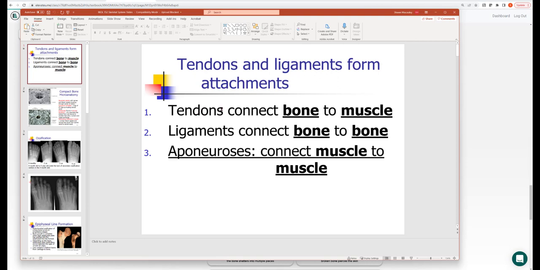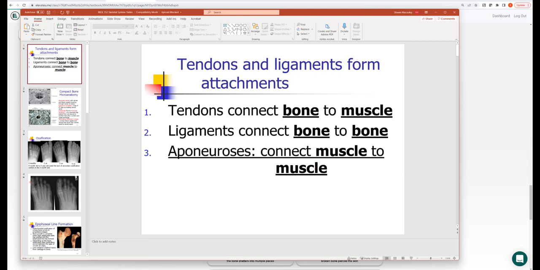Tendons are bands of dense, regular connective tissue that connect bone to muscle. We'll spend more time looking at tendons in a next lecture or so. But tendons connect bones to muscles. Ligaments, made up of the same stuff, instead connect bone to bone. And finally, one you have not yet heard of, are aponeuroses. Aponeuroses are bands, flattened sheets of the same material that connect muscle to muscle.